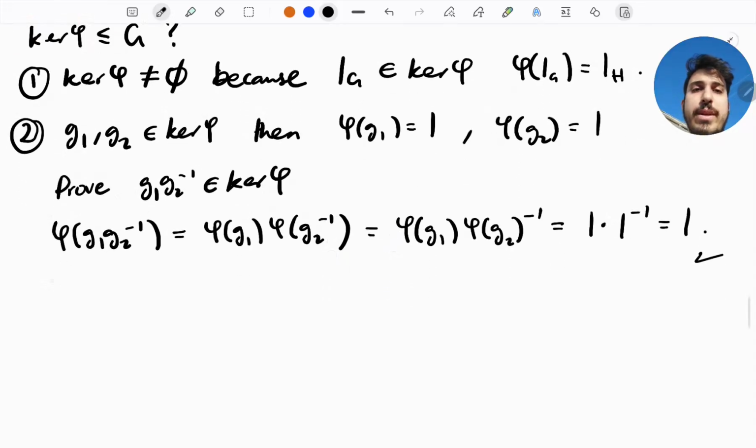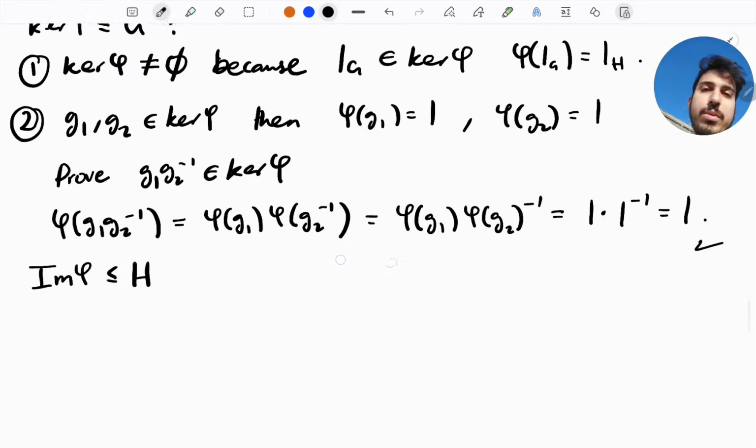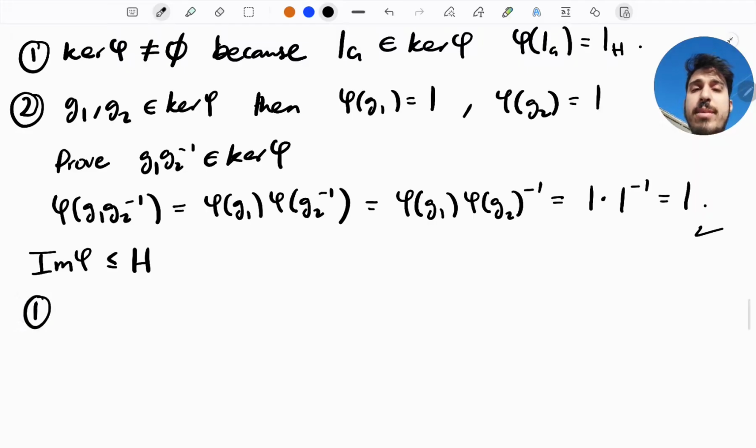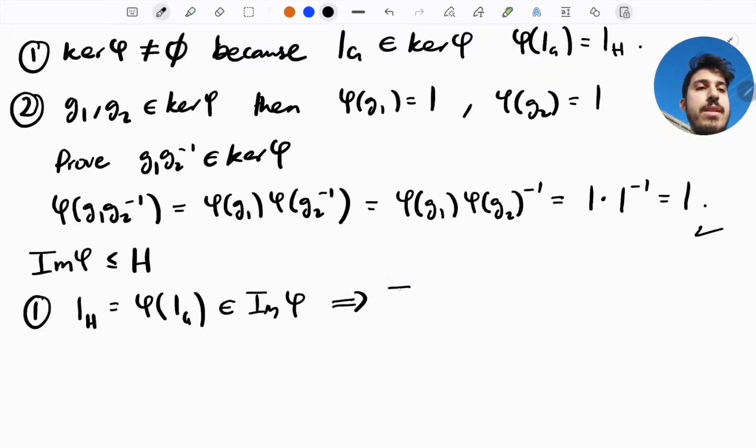Now, we will prove in a similar fashion that the image of phi is a subgroup of H. To do that, first of all, notice that the image of phi is not empty because 1H is equal to phi of 1G. And phi of 1G is an element in the image of phi. So we have just found an element in the image, which is the image of the identity of G. So that means that the image of phi is not the empty set. There is at least one element in the image of phi, which is the identity of H.